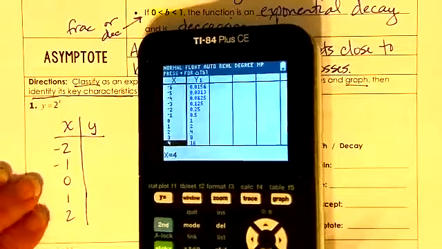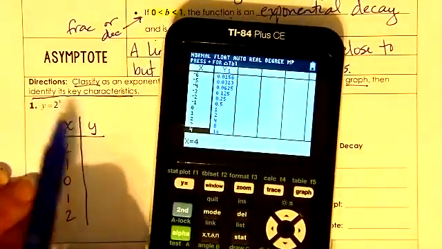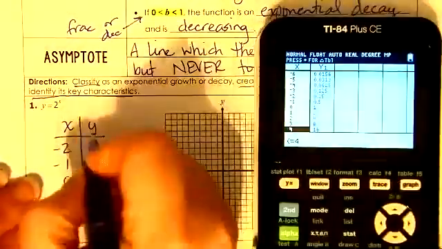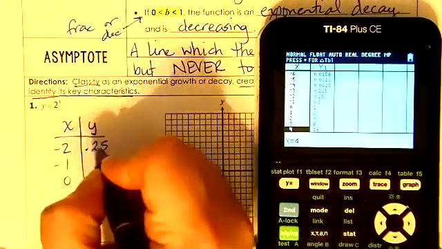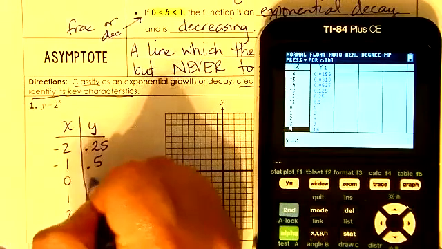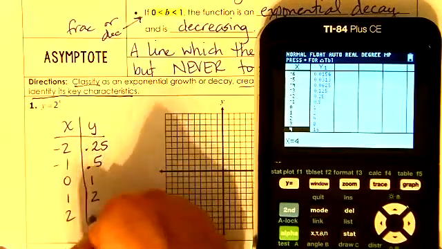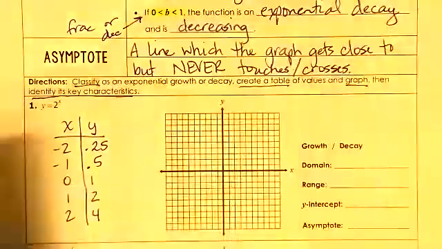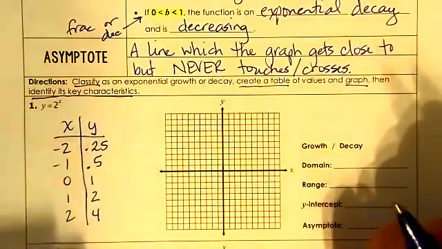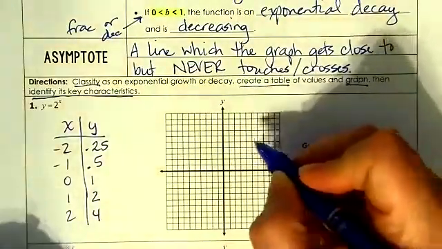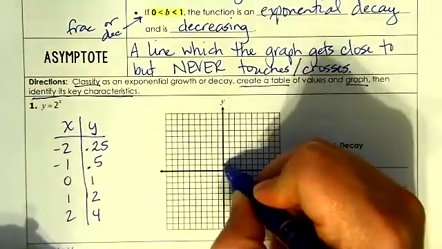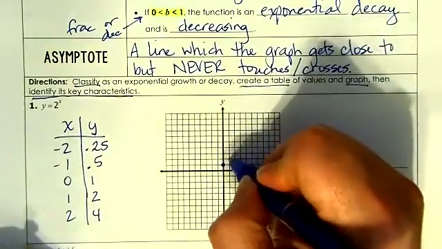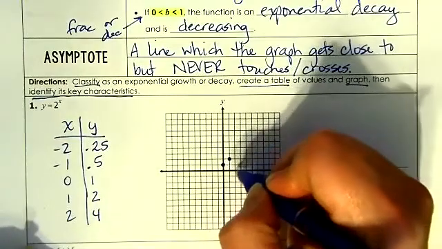Now, what I could do is plug in these numbers into this X and simplify, but we get to use the calculator. So we have -2 is 0.25. Then we have 0.5, 1, 2, and 4. Okay, so we're going to plot this. Now the decimals are going to be a little bit more difficult to plot. Okay, so here we go. So I'm going to plot 0, 1. Notice that's on the y-axis. And I'm going to plot 1, 2. And I'm going to plot 2, 4.